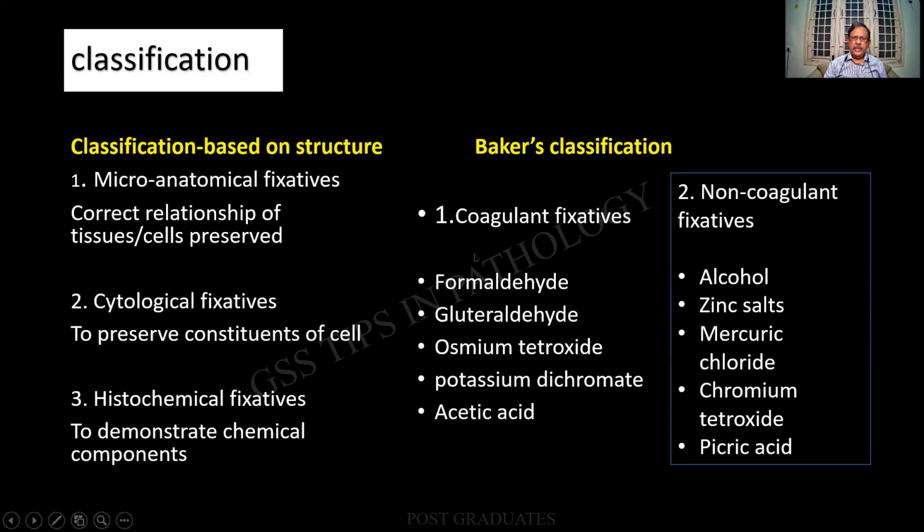There is another method of classifying called Baker's classification. This person has contributed a lot on histopathological techniques. One is coagulant fixatives, which are again divided into the many aldehydes, formaldehyde, glutaraldehyde, etc. Oxides such as osmium tetroxide, potassium dichromate, acetic acid. And the next one will be non-coagulant fixatives, which include the panel seen below. So kindly learn by heart this particular classification, it is worth its weight.